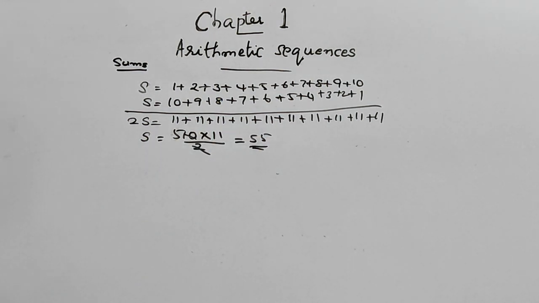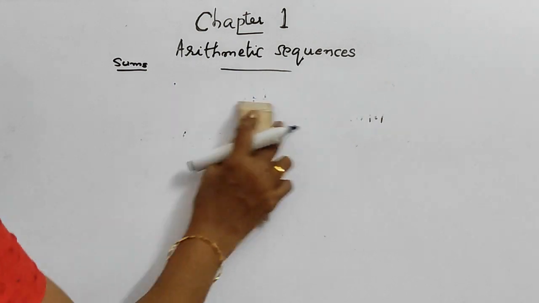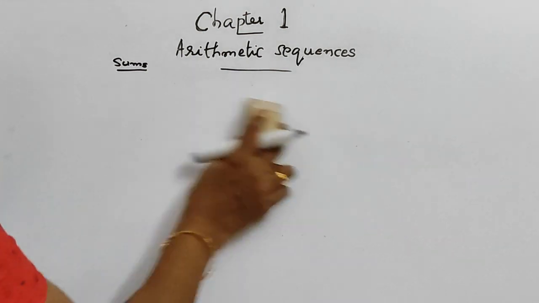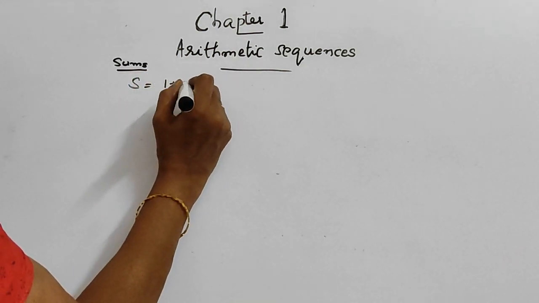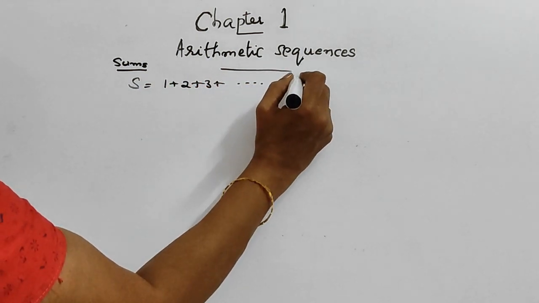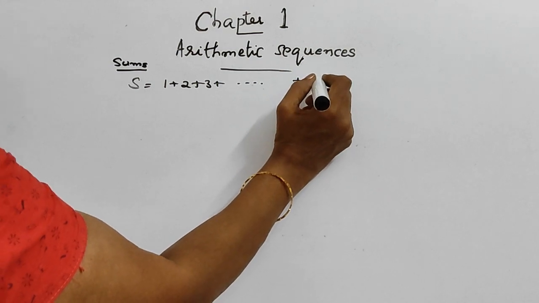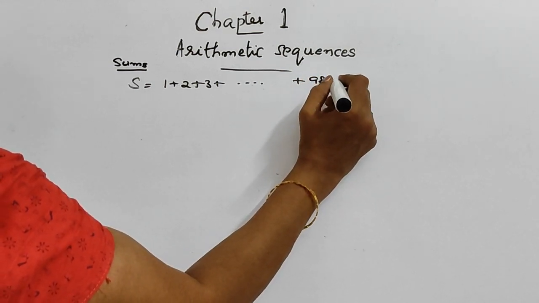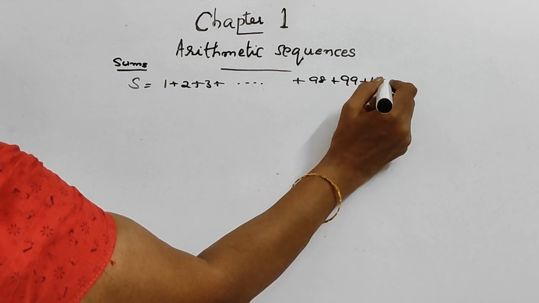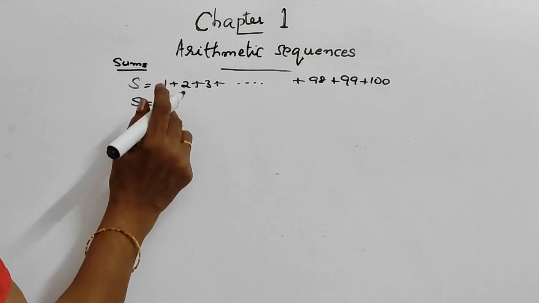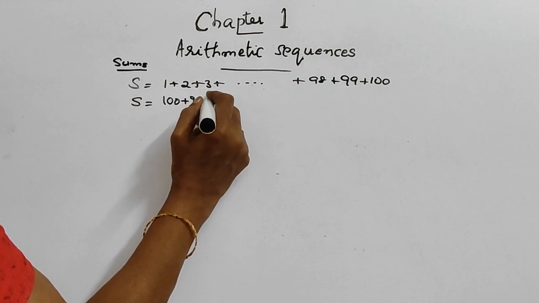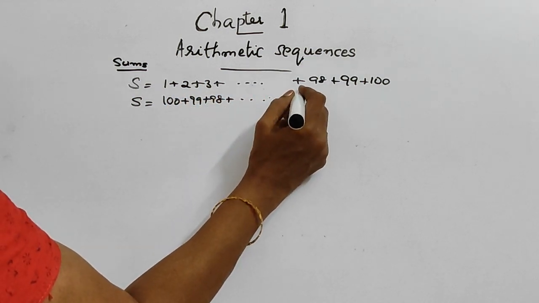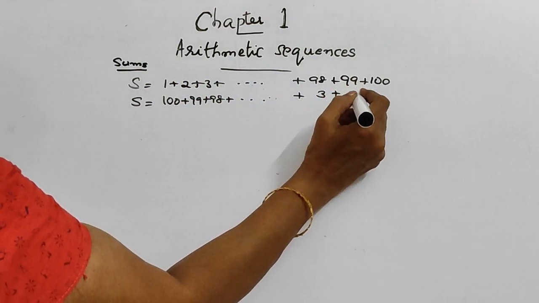See, if we count up to 100, you have to find the sum up to 100. What will you do? See, this method you can follow. Let S be the sum: 1 plus 2 plus 3 plus, if you want to find out the sum of 100 terms, 98, 99, 100. Now this is ascending order, now we are going to write in descending order. Bigger one first: 100, 99, 98 plus dash dash plus 3, 2, 1.